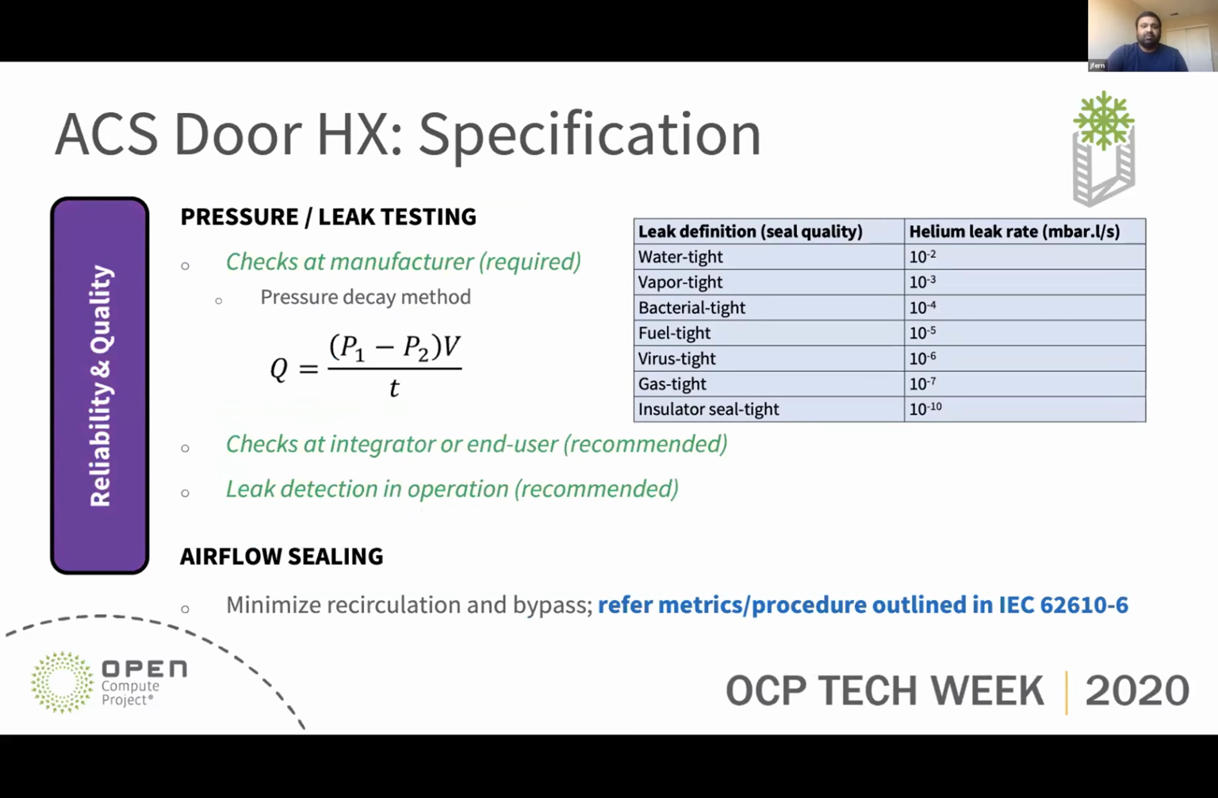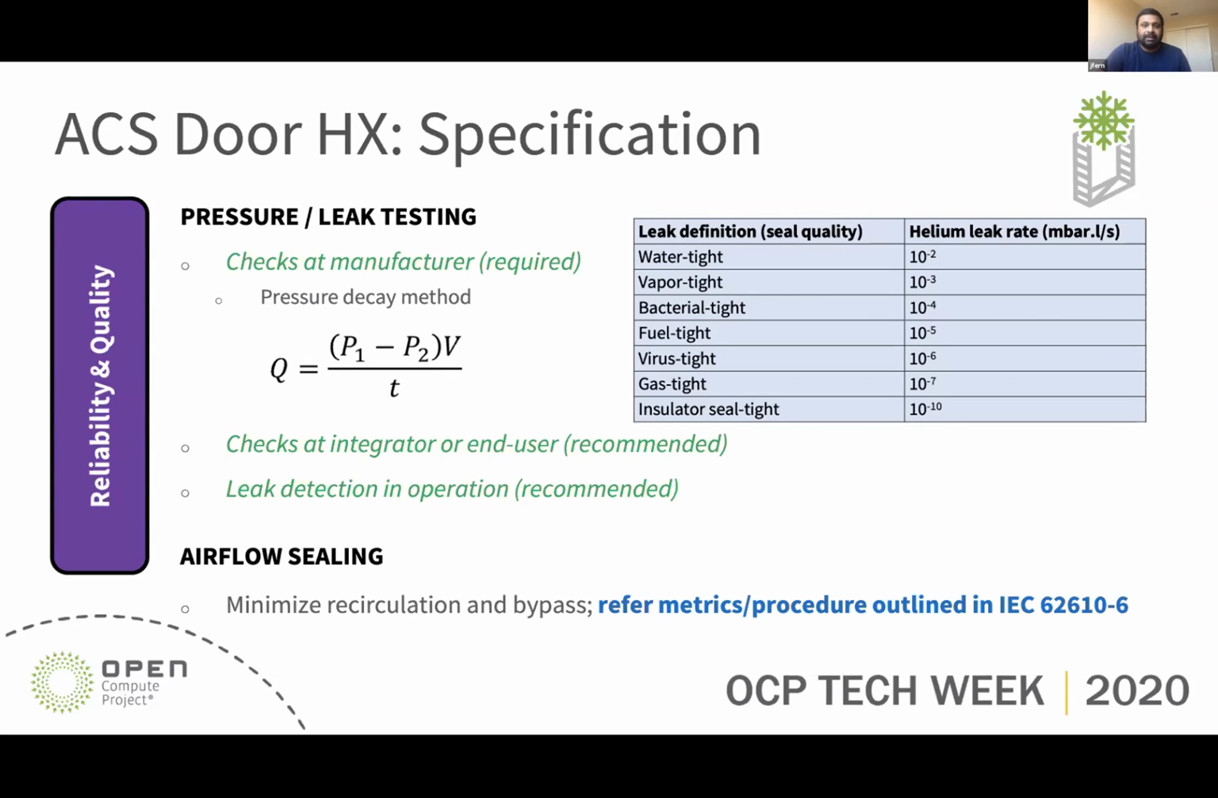Moving on to reliability and quality, this is something that we really got a lot of feedback on from our harmonization efforts, especially from the facility side people. The first is with regards to ensuring that the door heat exchanger solution has some requisite quality in its design. And from that perspective, we look into pressure or leak testing. Once again, over here, we divide this into required or recommended checks, with the checks on the manufacturer side more along the lines of ensuring that the entire assembly is leak proof prior to shipping to either an integrator or an end user.